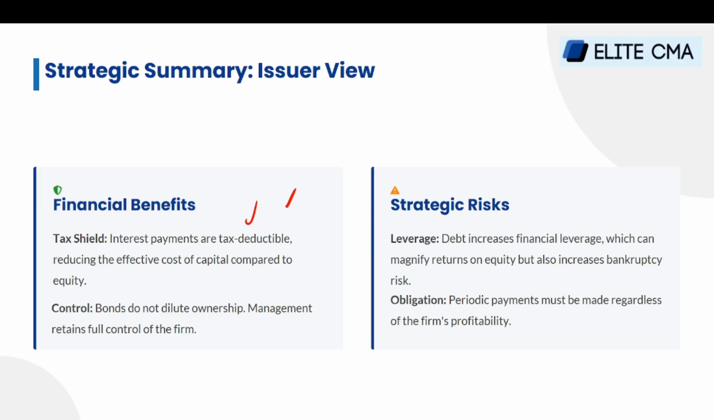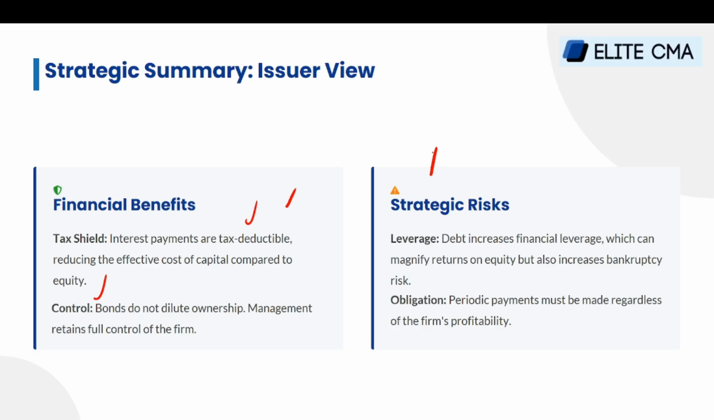The second one is control. Bonds will not dilute the current ownership. If you are issuing a bond to a bondholder or an investor, they cannot claim the ownership of the company. But if you are issuing stock, they can claim ownership and they can dilute the ownership. So by issuing the bond, the current management can retain full control of the firm. Instead of issuing stock, if the company issues bonds, the current management retains full control over the firm. So these are the two key benefits from an issuer point of view.